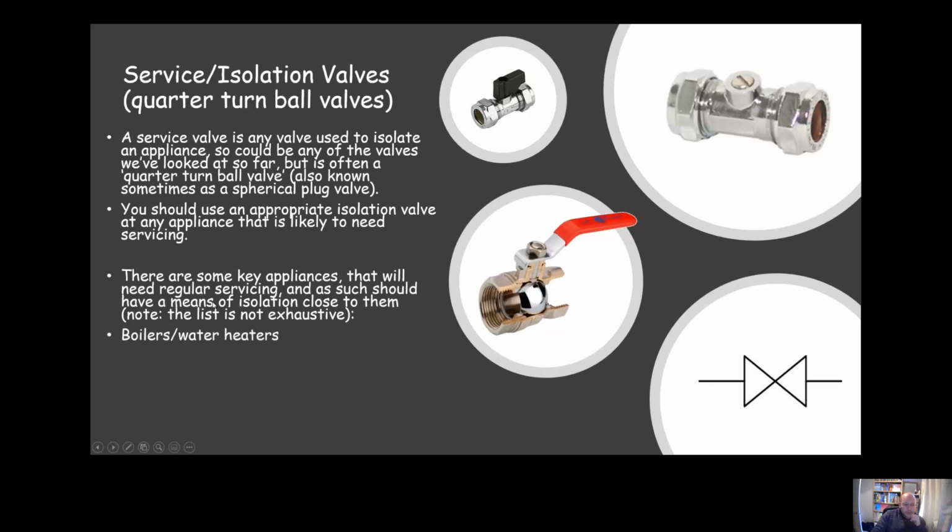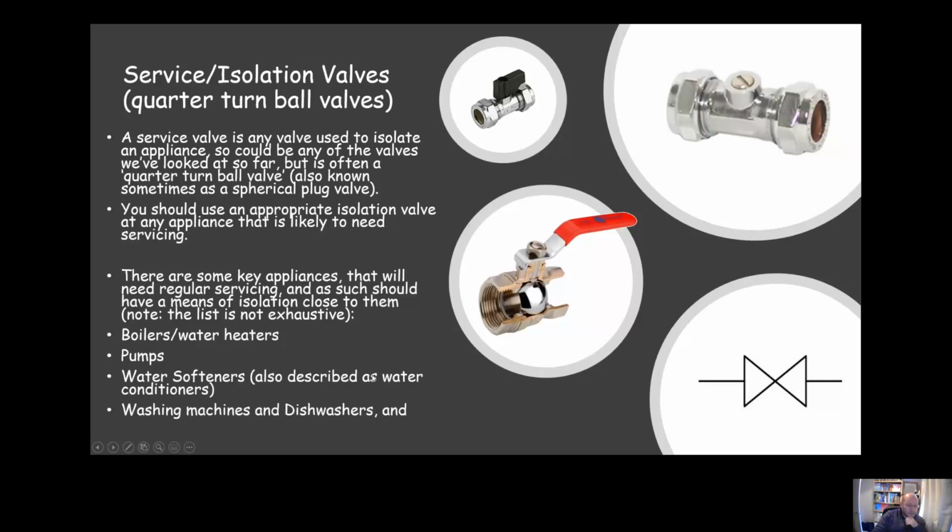Some of the things you might want to make sure that you isolate for servicing could be boilers or water heaters, pumps, water softeners, often described as water conditioners by City and Guilds, and washing machines and dishwashers, as well as float valves, as we've discussed in the last part of this section.